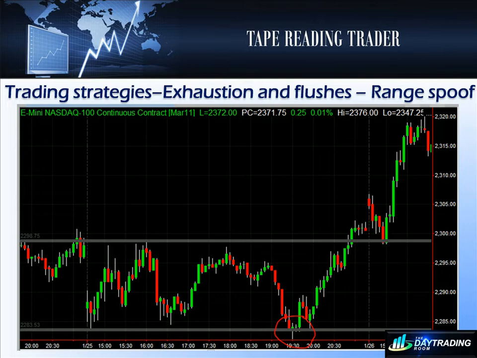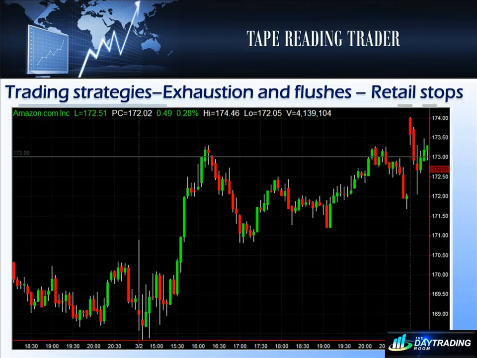So is the market continuing to push lower despite aggressive selling coming in? If it's not, then we can perhaps look for a fake out opportunity, a range spoof opportunity. If it is and the market is continuing to push lower, let's not fight it. Stand back, unless you were planning to trade the breakout. Stand back and look for another opportunity. And that's pretty much similar with the retail stops as well.